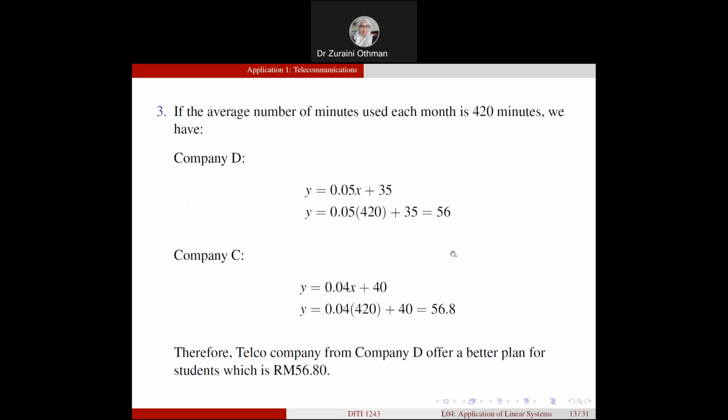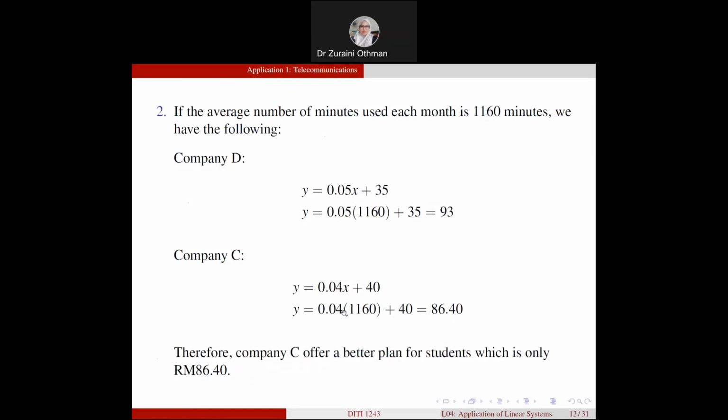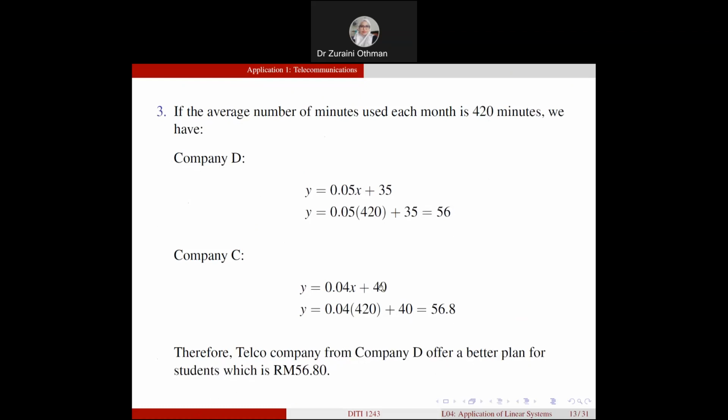Kan? Then if the average number of minutes used each month is 420 minutes. Okay, gantikan tempat x tu dan kita dapat bahawa, okay, dekat sini kamu nampak bahawa company D offers a better plan for a student, which is RM56.80. So, kita boleh nampak dekat situ for those yang memang jarang guna telefon apa semua, dia better go for plan daripada company D bagi. And if the one dia banyak guna phone kan, macam tu dia boleh guna daripada company C. Macam tu lah. Okay, how we want to compare.